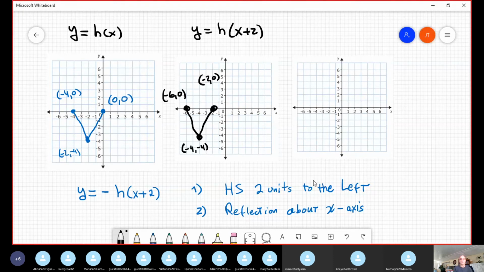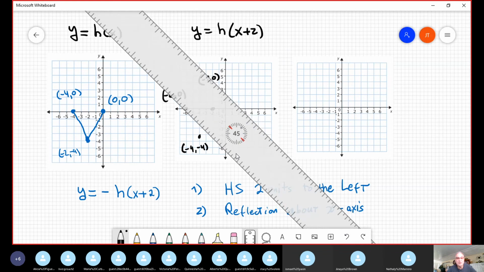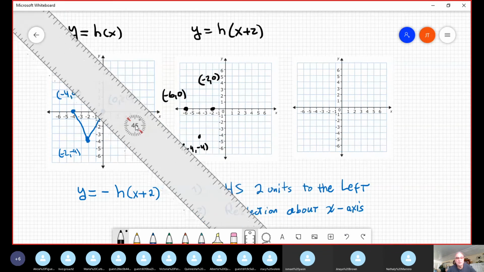Sorry. This is the triangle, but let me try to do my best. Ah, no, see, I have a ruler. I have a ruler.